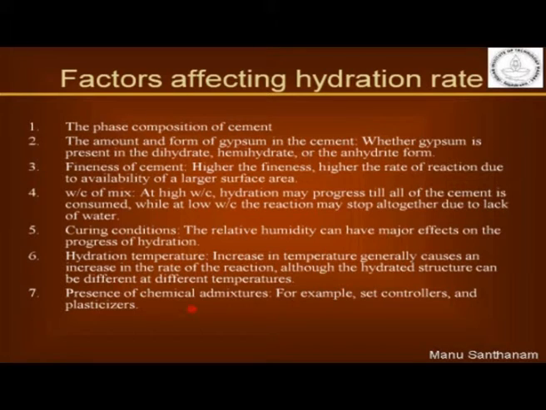And finally, the presence of chemical admixtures. For example, if you have set controlling admixtures like accelerators or retarders, these can affect the rate at which the dissolution of the cement compounds happens at very early stages. That's why you produce the setting increase or decrease when you have either a retarder or an accelerator in the process. So these are the factors that affect the rate at which your cement hydrates or the rate at which it reacts with the water.